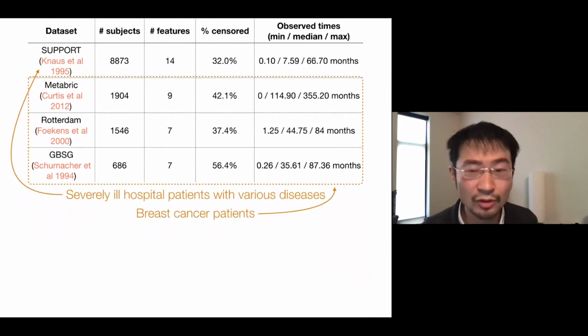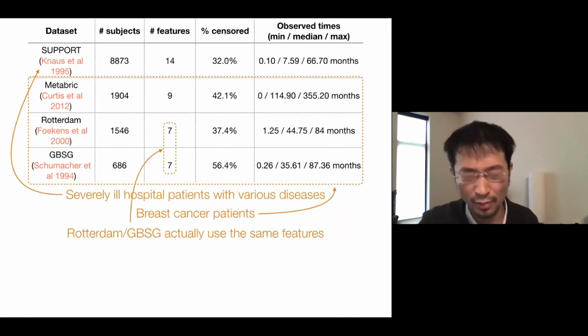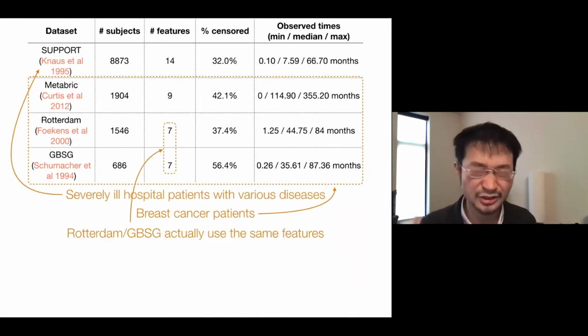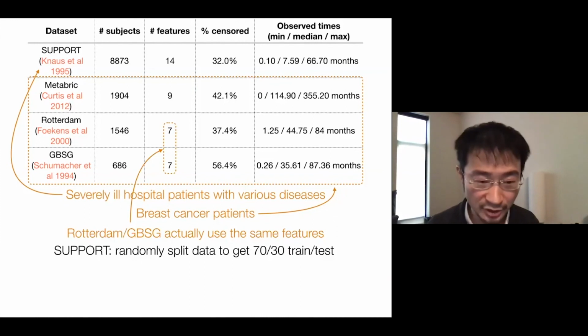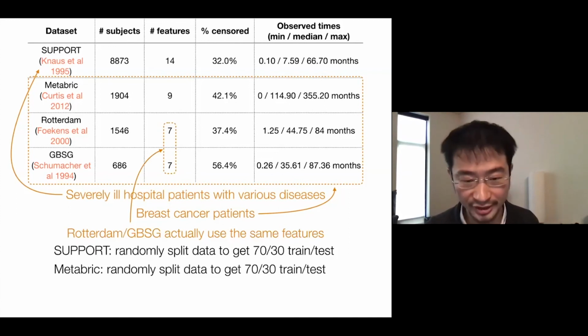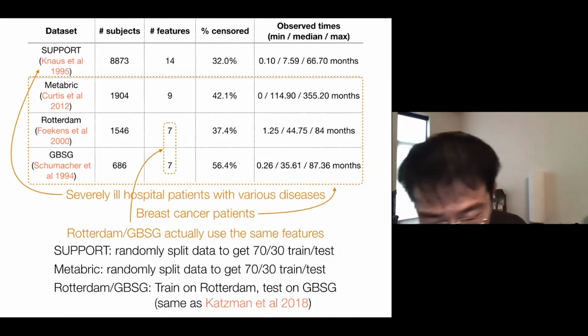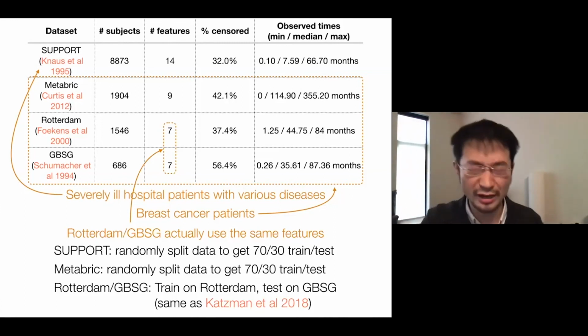Something else I will say about these data sets is that you'll notice Rotterdam and GBSG both have 7 features, and they're actually the same. These two data sets were collected at different times. Basically I'll be using one as training and the other as test. In particular, the SUPPORT data set I'll randomly split into a 70-30 train test. METABRIC, I'll do the same, 70-30 train test. And for Rotterdam and GBSG, I'll do the same thing that these other authors, Katzman et al., who created the DeepSurv method, did. They train on Rotterdam data and test on GBSG. So I'll be doing the same.